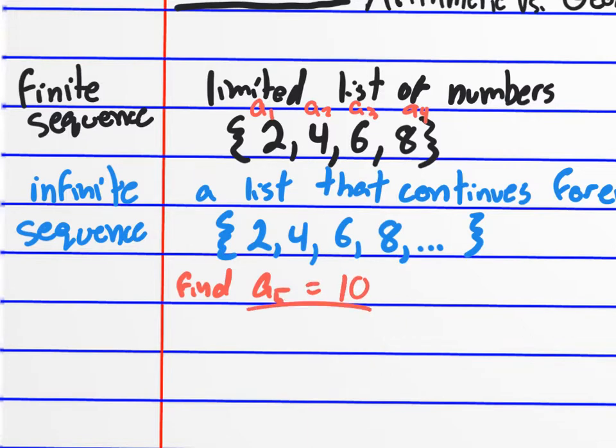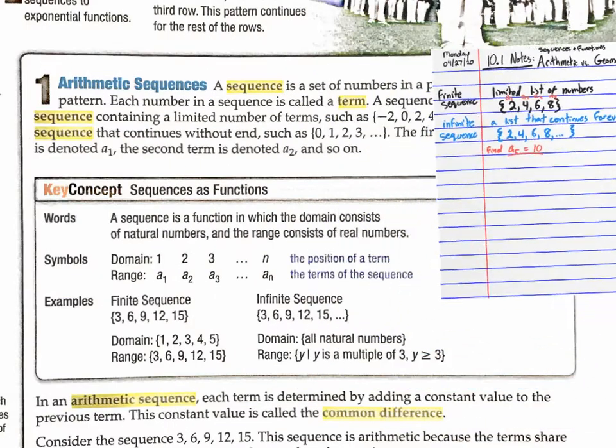So a sub 1, a sub 2, don't get confused. That's just talking about which number you want to look at, right? A sub 4 is looking at 8. If I say find a sub 5, I'm telling you find the 5th number. If I say find a sub 17, I'm really saying find the 17th number on the list. All right, let's go back to our book.